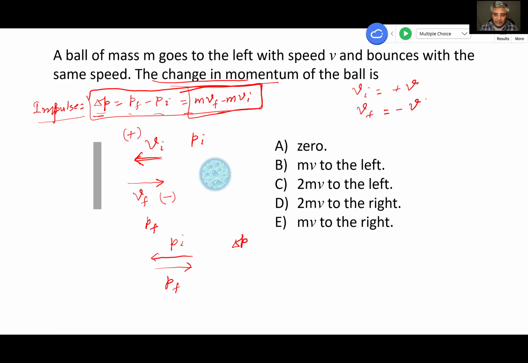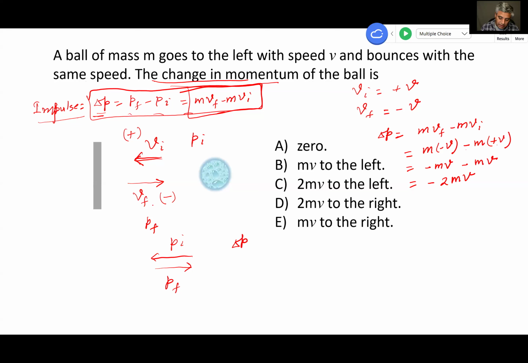Momentum is a vector quantity. Why is it a vector? Because it's the product of mass and velocity, and velocity is a vector, mass is not. So the momentum is a vector, and its direction is the same as the direction of velocity. So that means change in momentum, which can be written as mvf minus mvi, is mvf means negative v, and there is a negative sign here, and vi is positive v. So mass times negative v means negative mv, and negative times positive is simply negative. So two negatives make negative mv, and it's 2 times mv with a negative sign, okay?